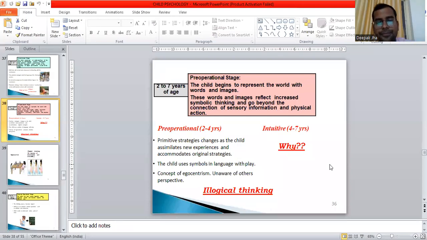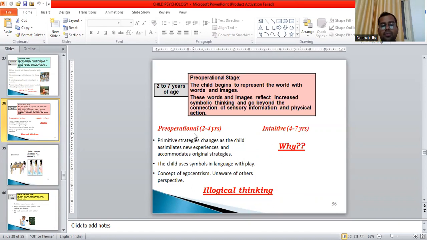So as you can see, this stage goes beyond the sensory motor stage. In this stage, again, it can be divided into two phases. Since it spans from 2 to 7 years of age, the initial phase of 2 to 4 years is called the actual pre-operational stage. And the next stage, which expands from 4 to 7 years, is called the intuitive stage. You must have noticed children between this age group, 4 to 7 years, want to know everything. That is why they keep on asking why.